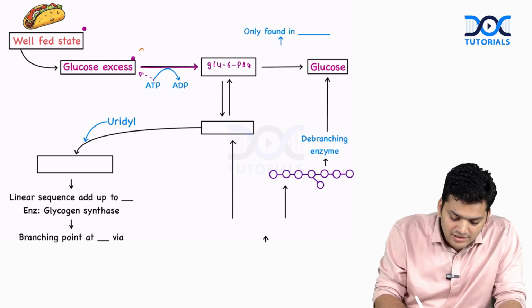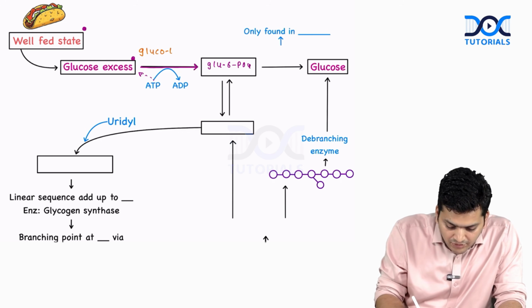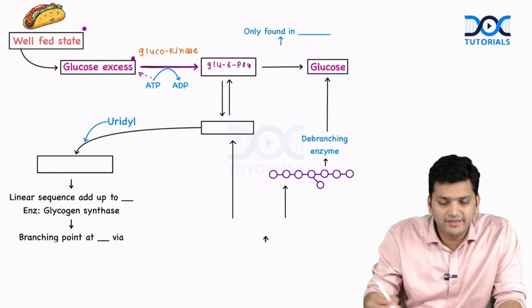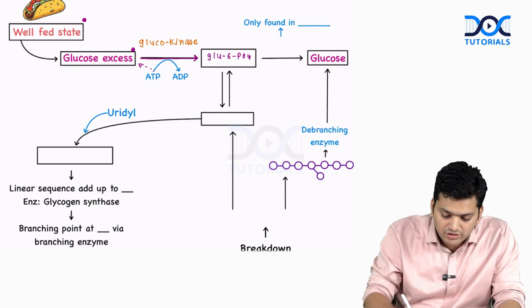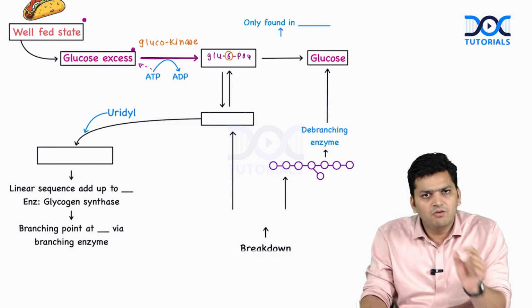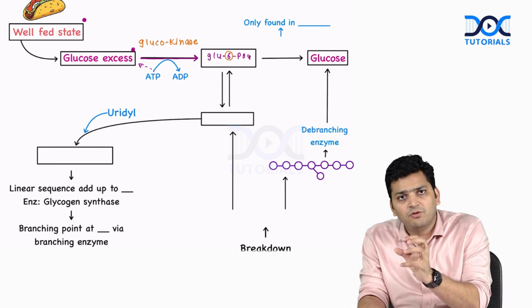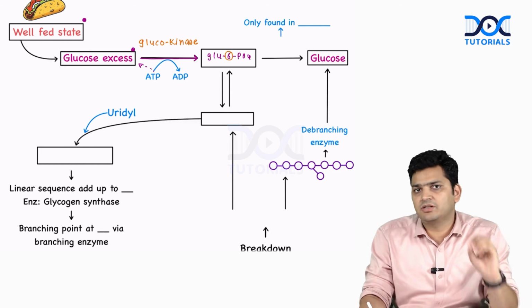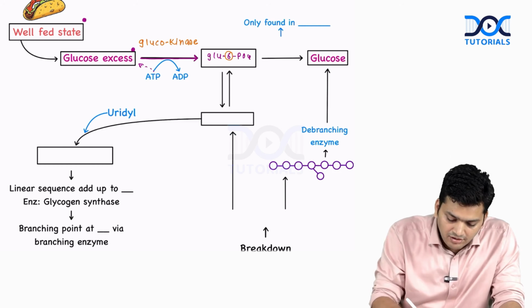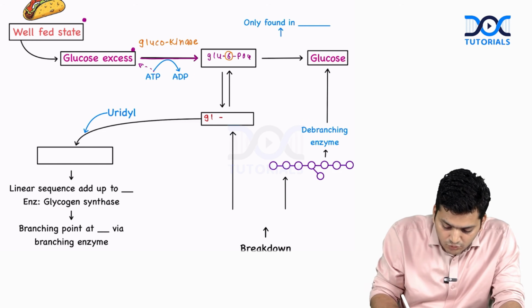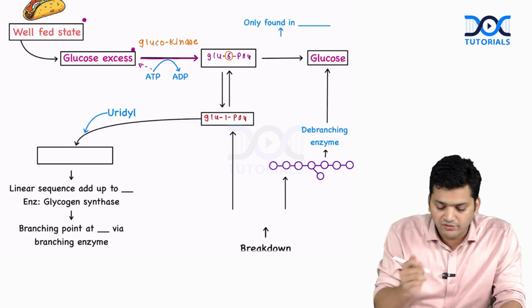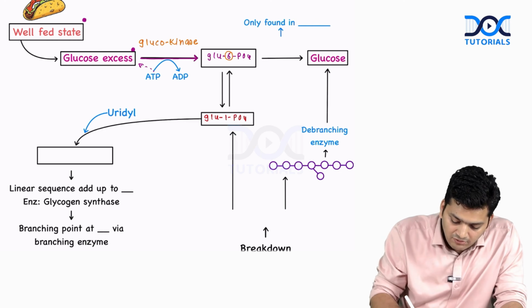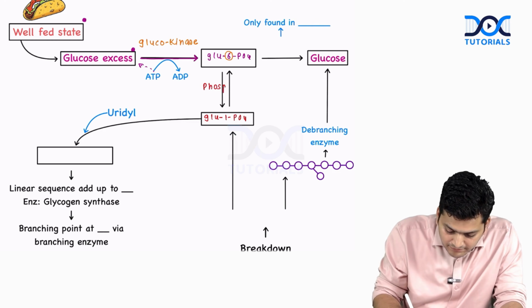The name of the enzyme is glucokinase, because you are transferring the phosphate group and ATP is coming into the picture. Now in this glucose 6-phosphate, right now the phosphate is on the 6th carbon. Now we are going to shift the phosphate from the 6th carbon to the 1st carbon. So the product that we generate is glucose 1-phosphate. And because we are mutating the site of the phosphate, the name of the enzyme is phosphoglucomutase.